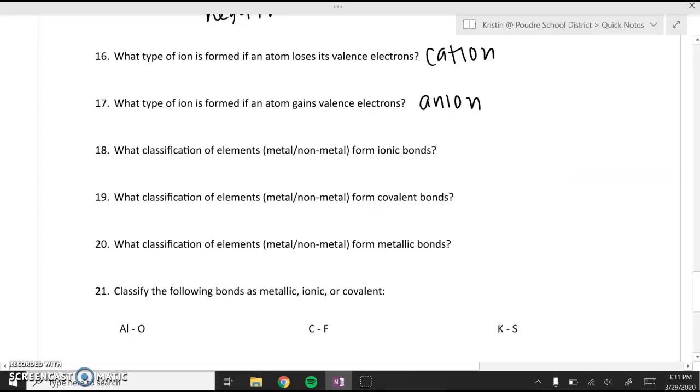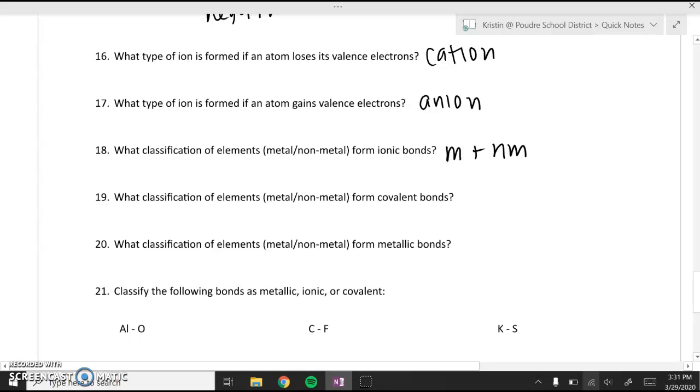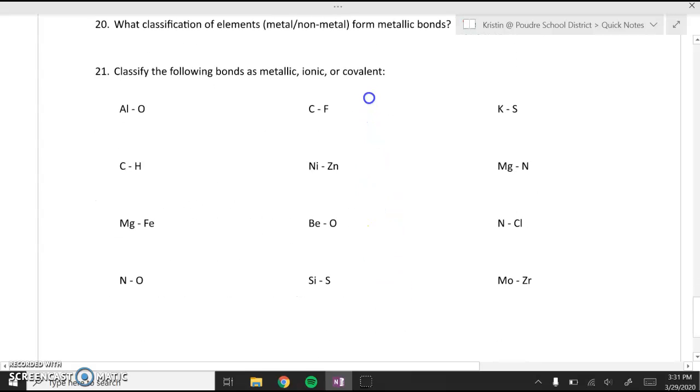So who forms ionic bonds? It's going to be a metal plus a nonmetal. Covalent bonds are nonmetal, nonmetal. And metallic is all metals. So now, last thing to do is identify these as metallic, ionic, or covalent.